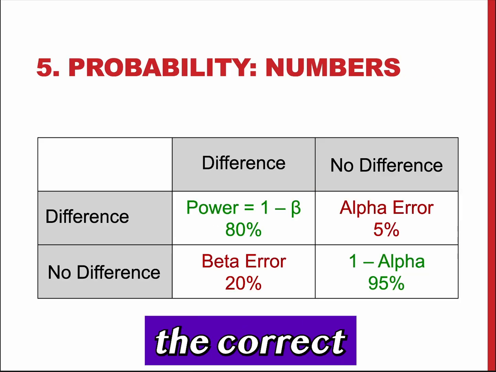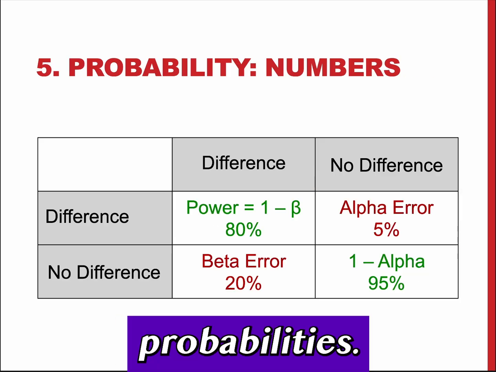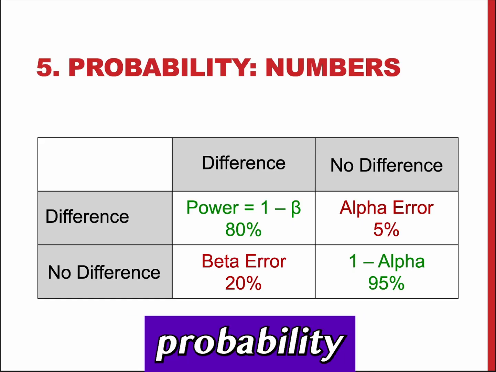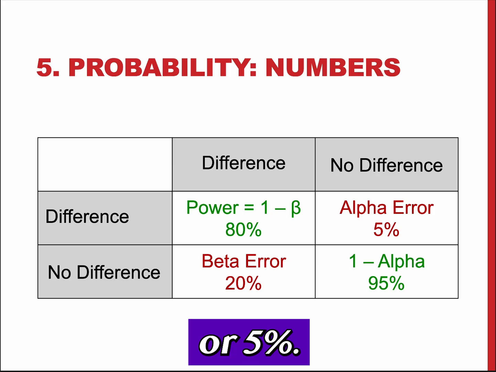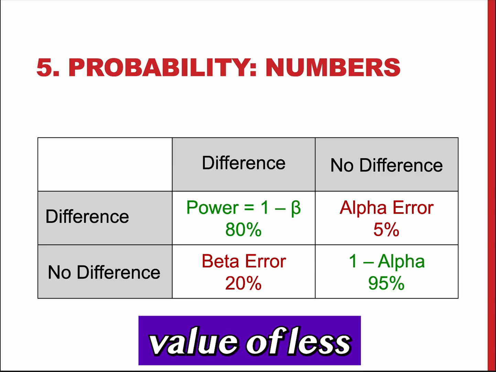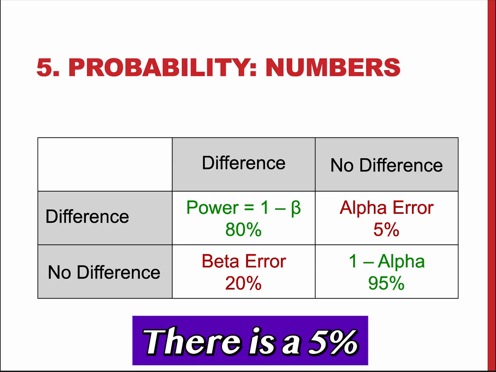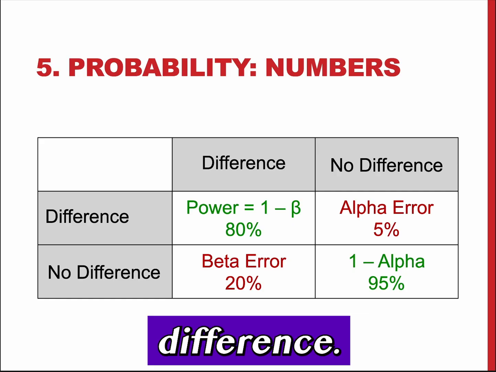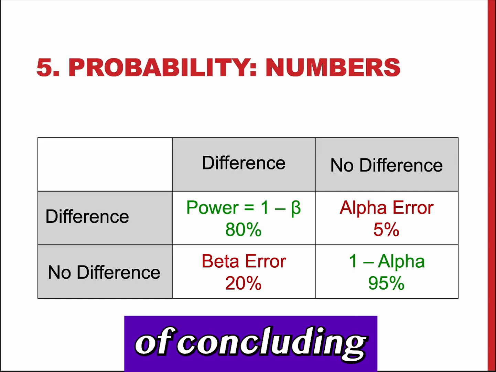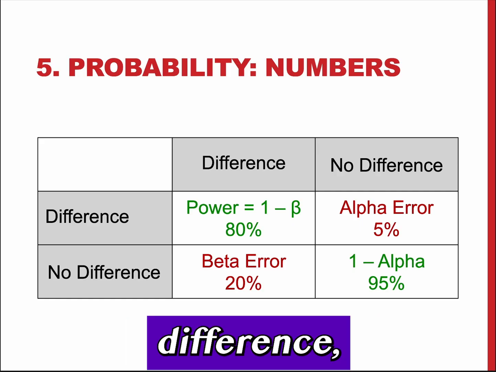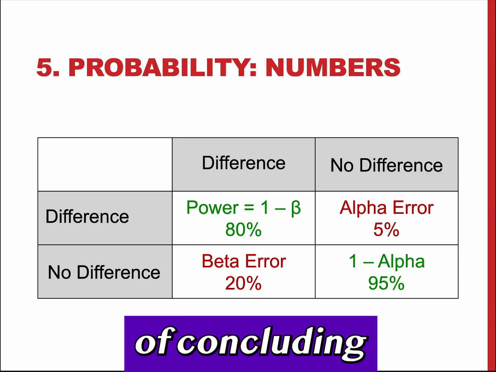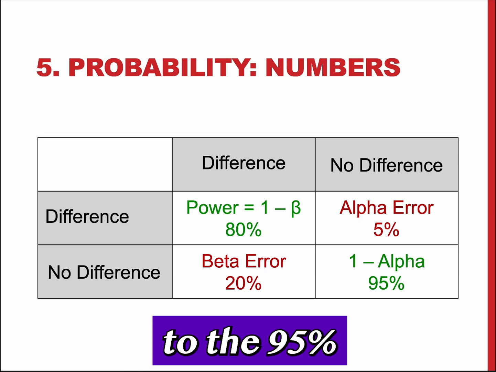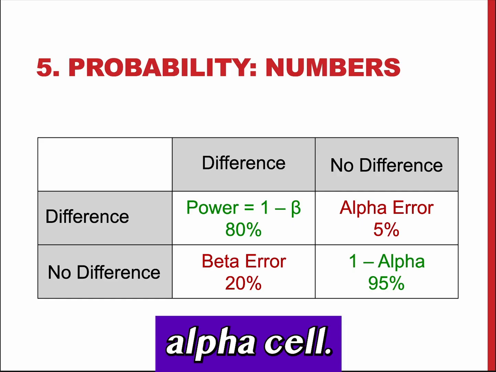In this table, the correct and erroneous conclusions are expressed as probabilities. In the right upper cell, we typically accept an alpha error probability of 0.05 or 5%. This corresponds to a p-value of less than 0.05. There is a 5% probability of concluding there is a difference when there is no difference. If there is a 5% probability of concluding there is a difference when there is no difference, then there is a 95% probability of concluding there is no difference when there is no difference. This corresponds to the 95% in the 1 minus alpha cell.